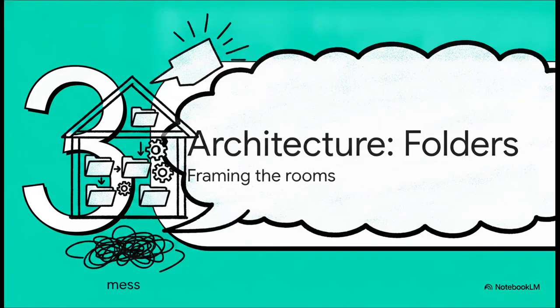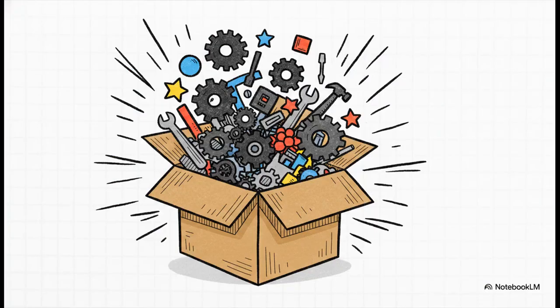Section 3. The architecture, folder structure. Framing the rooms so things don't collapse on us. So, now that we've got a super fast engine, we really need to frame our house so it doesn't turn into a chaotic mess. Architecture might not be the flashiest topic, but trust me, it's the difference between an app that lasts and an app that completely collapses under its own weight.